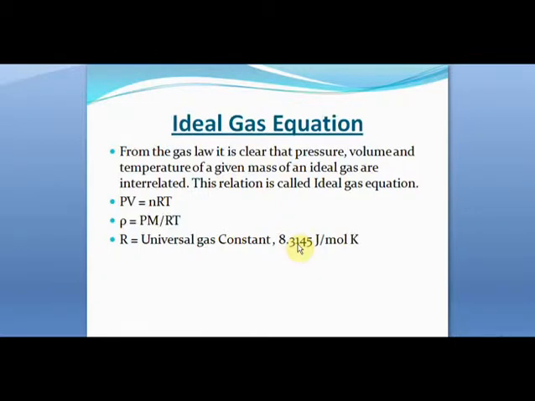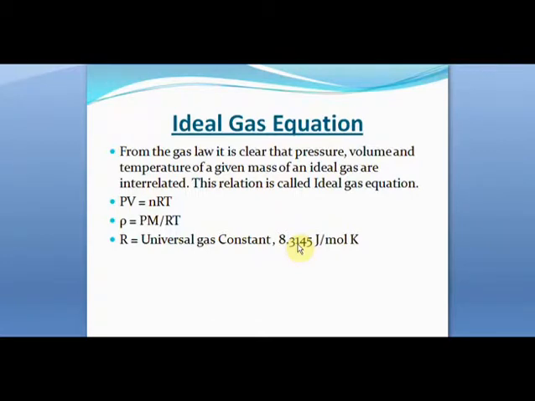Now we'll see what the ideal gas equation is. From the three different gas laws that we have just seen, it is clear that the pressure, volume and temperature of a given mass of an ideal gas are interrelated. So this relation is called the ideal gas equation, and it is written as PV is equal to nRT.